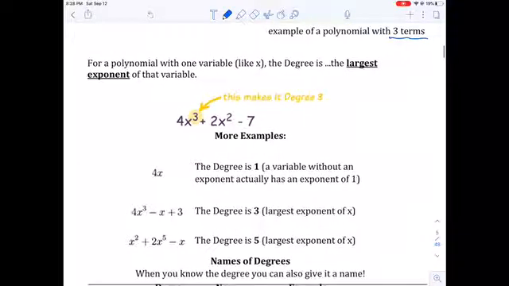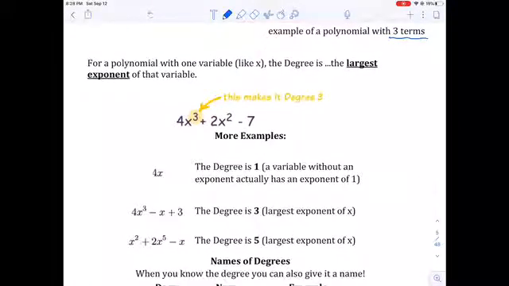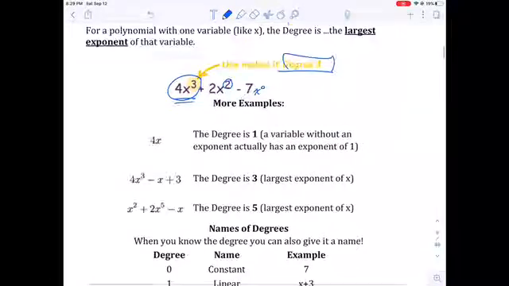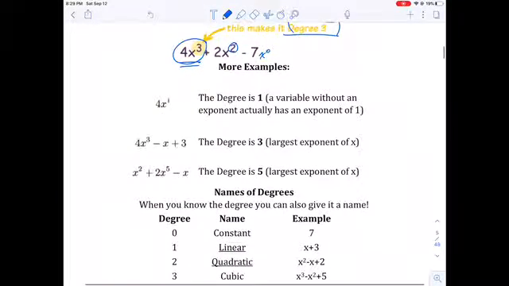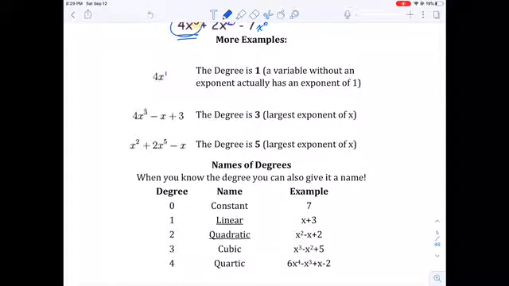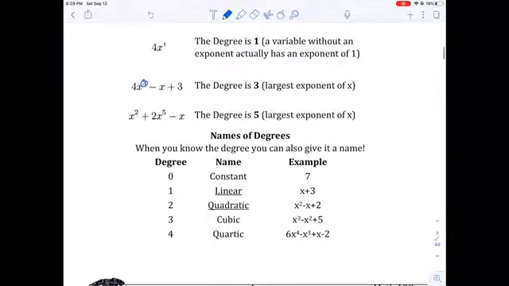Same with this one. For a polynomial with one variable like x, the degree is the largest exponent of that variable. So for example, 4x cubed, the degree is 3. Even though this is a 2 and this is an x to the 0, the degree of this polynomial is a 3. He's kind of the boss. Okay? This degree is 1. The degree here is 3, the one with the highest exponent. The degree of this one would be 5. Okay? This would be a degree of 5.